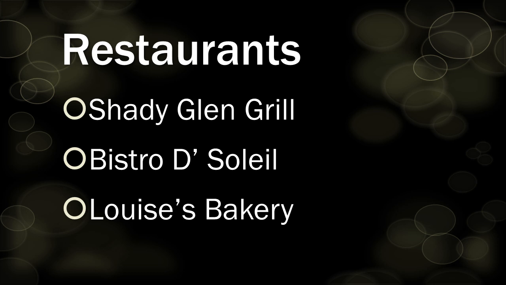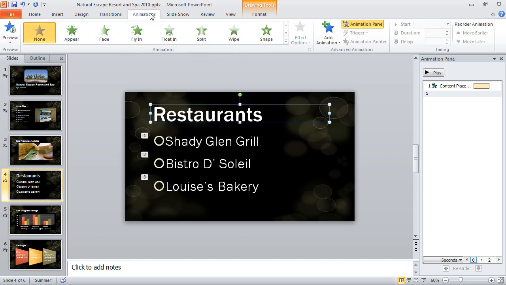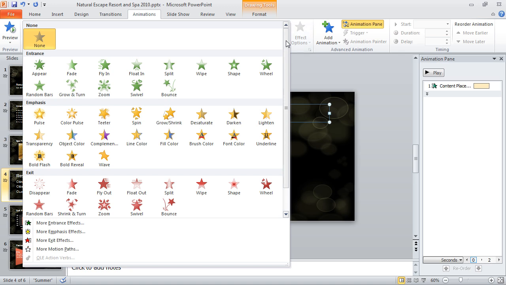But notice restaurants was already on the screen. Because there's no animation element for restaurants, it's just sitting out there on its own at the beginning of the slide. So in this instance, what I'm going to do is click on restaurants and go back up to my animations tab. And I'm going to find a nice animation for this. I'm hitting my drop down because I really want to see all of these.